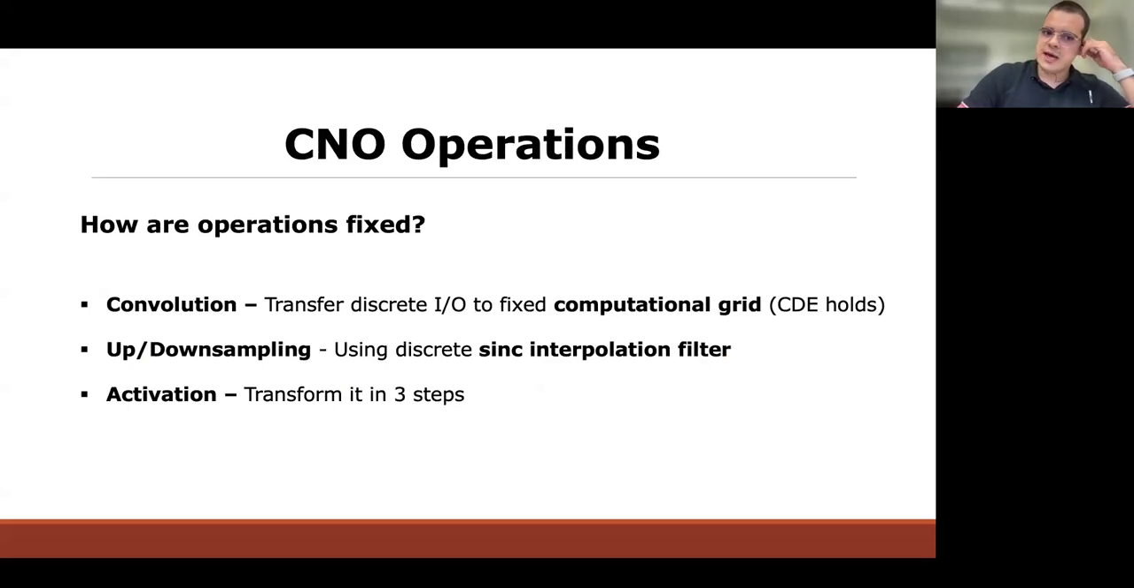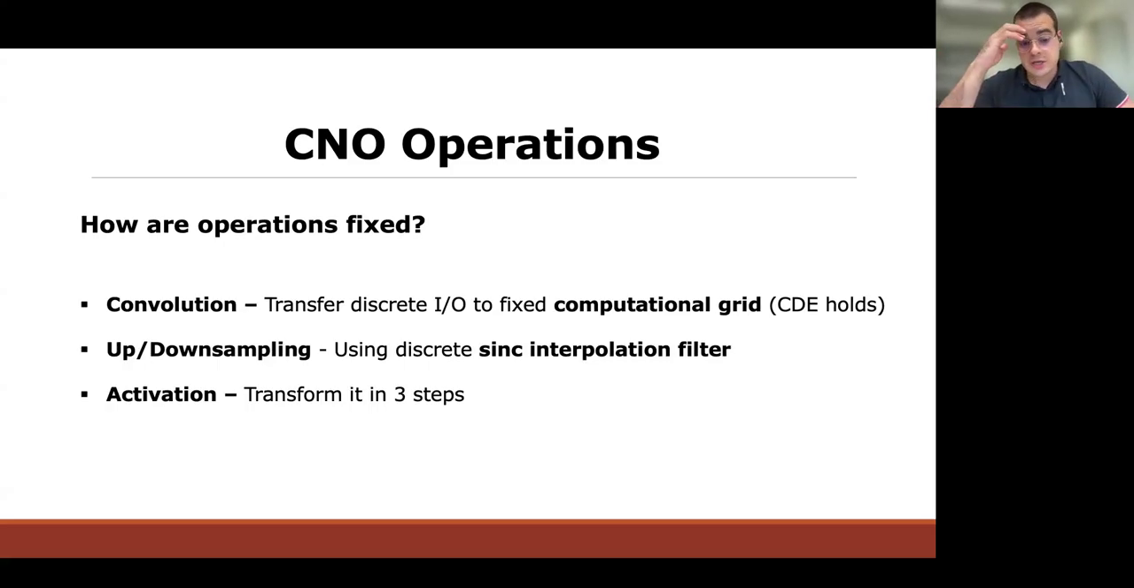So the question is, how are all the operations fixed? We said that CNNs have this scale-dependent nature. So we first changed the convolution by transferring all the inputs and outputs to the fixed computational grid using the sinc interpolation filter. So we either upsample or downsample our signal. Up and down sampling is done using, as I said, the sinc interpolation filter, which is essentially cutting out the high frequencies or adding empty space in the frequency domain depending on the desired resolution.